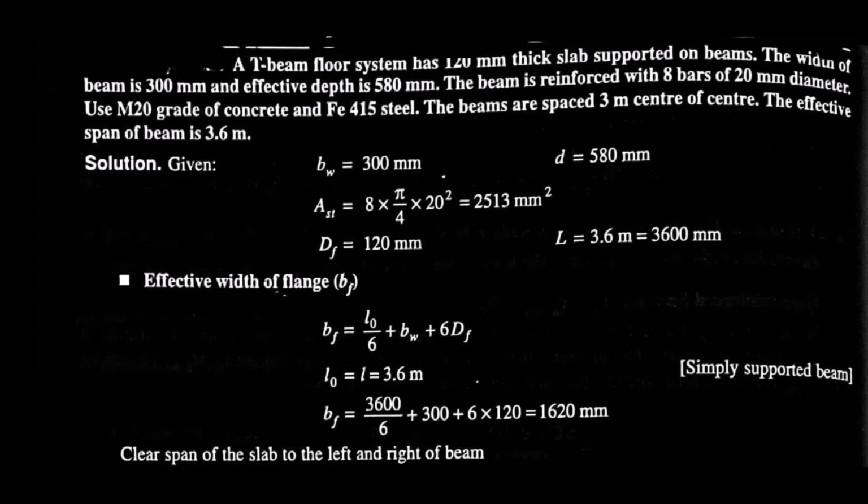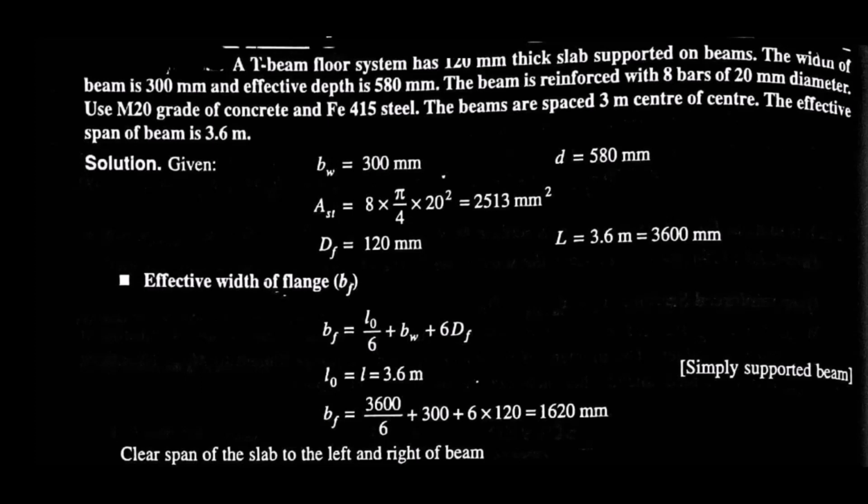So, as per question, we have some given data, that is bw, width of web, that is 300 mm, depth is 580 mm. Now we can calculate area of steel because number of bars and diameter of bars are given. So area of steel is 8 into pi by 4 into 20 square, where 20 is diameter of bar and 8 is number of bars. That is equals to 2513 mm square.